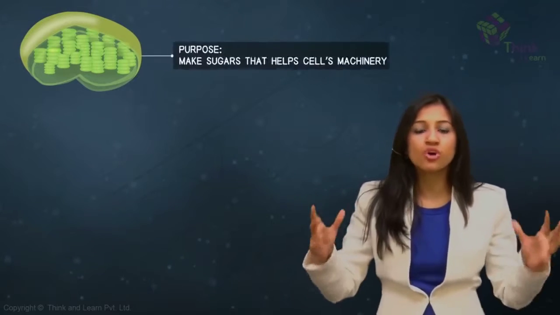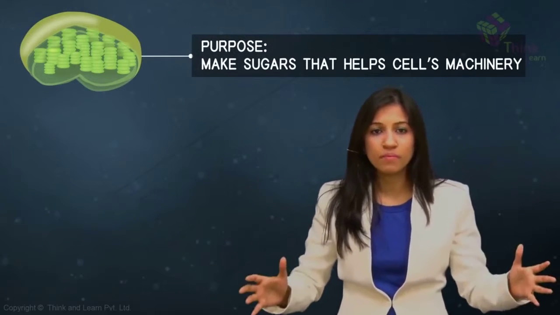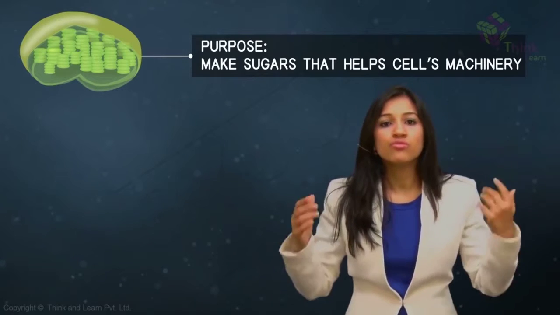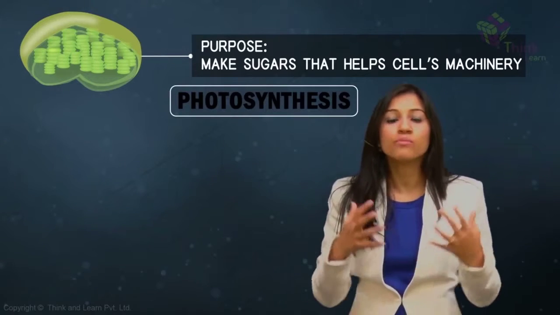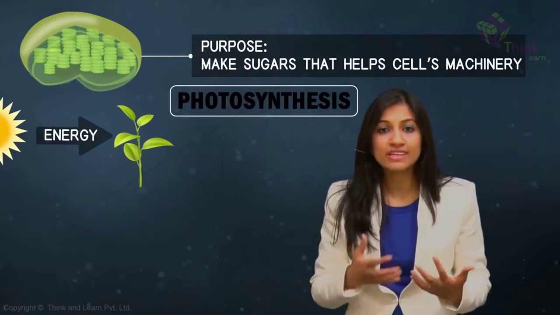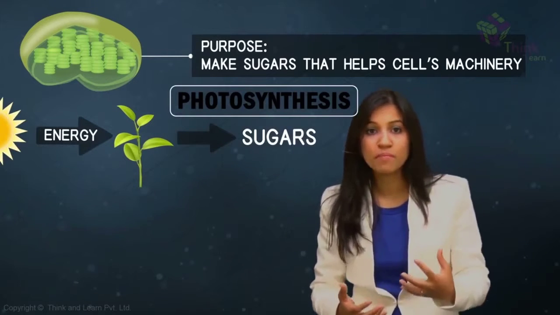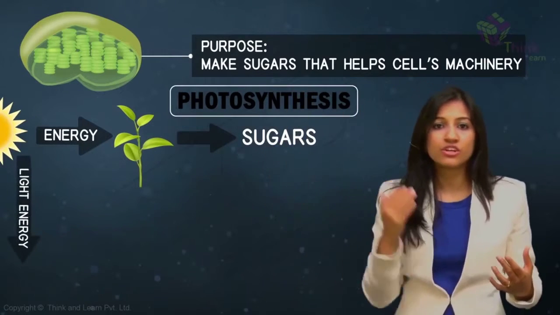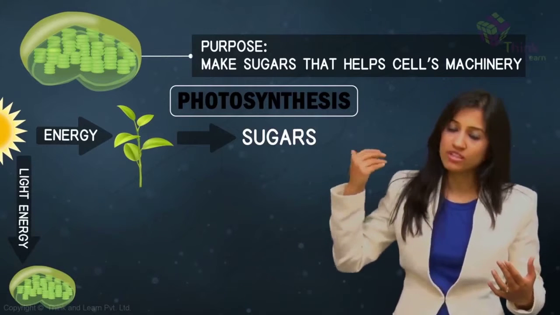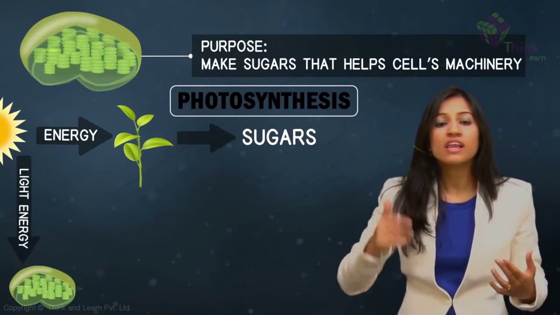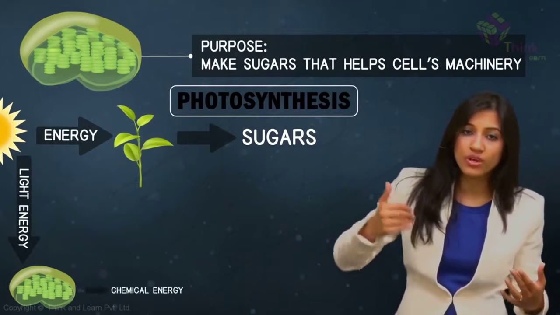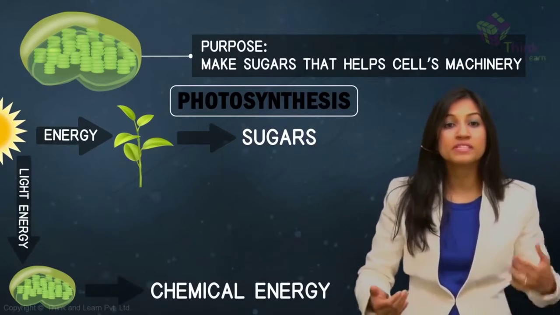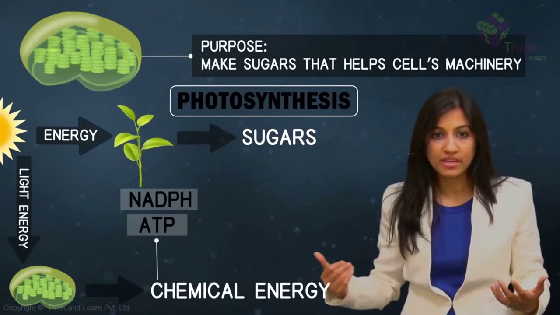In case you did not know how photosynthesis happens, I want to run you through that once. The purpose of the chloroplast is to make sugar, to feed the cell's machinery. Photosynthesis is a process of a plant taking energy from the sun and creating this energy in the form of sugar. When the sun's energy hits the chloroplast, typically the chlorophyll molecules, light energy gets converted into chemical energy found in components like ATP and NADPH.